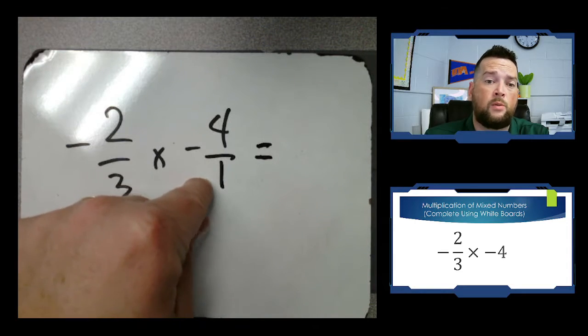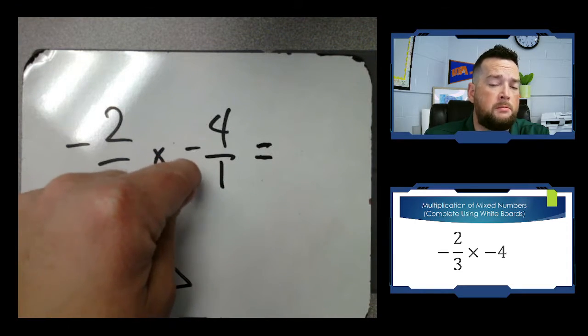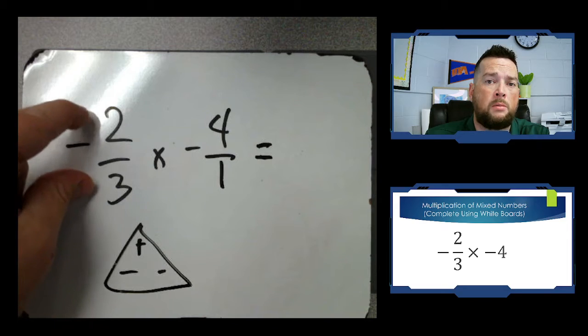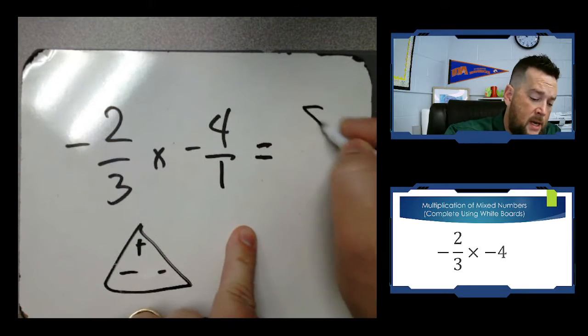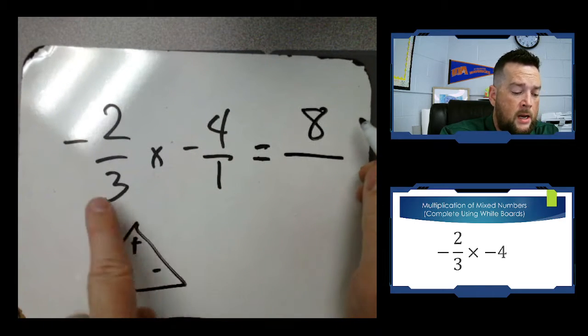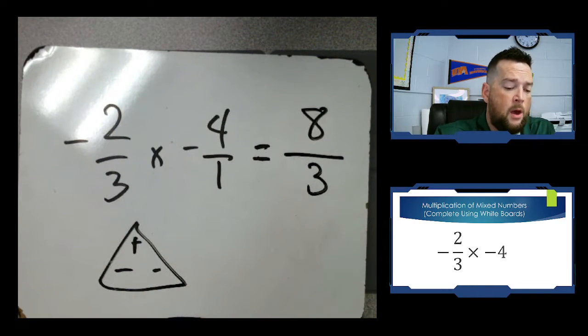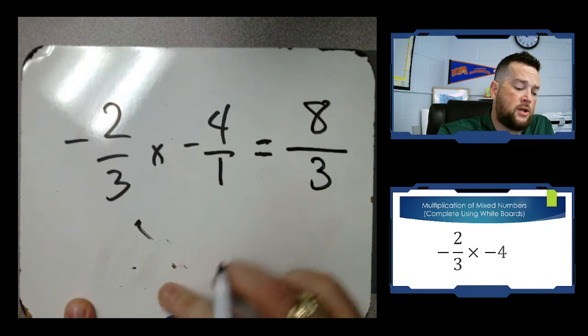All right, so we haven't changed the number. We just made it to where we can use it with multiplying other fractions. Now we have numerator times numerator, that's 8. 2 times 4 is 8. 3 times 1 is 3. And we've got an improper fraction right here.